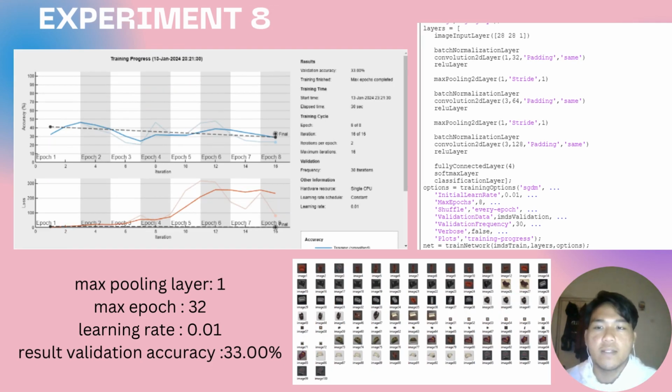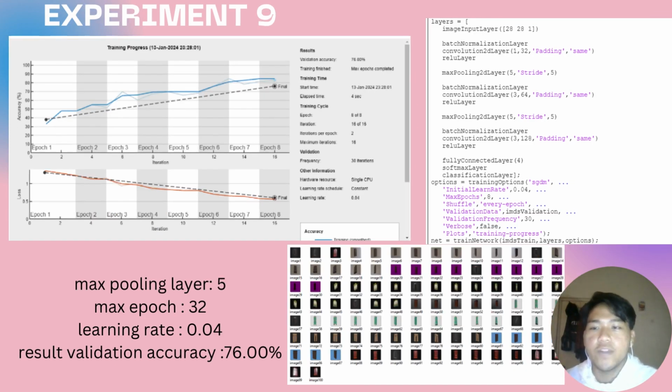For experiment 8, the maximum pooling decreases from 2 to 1. The maximum epoch remains the same, which is 32. The learning rate also decreased from 0.02 to 0.01, and the result validation accuracy is 33.00%, which is the lowest of all experiments. The elapsed time for this experiment is 30 seconds, which takes longer than the previous experiment.